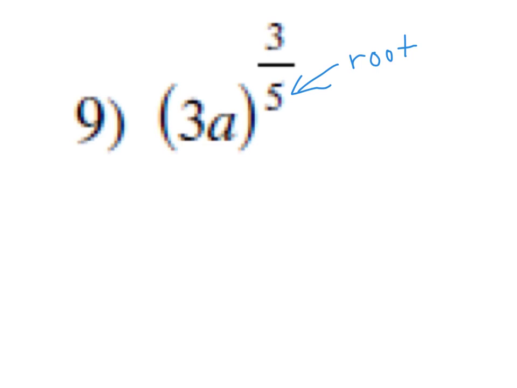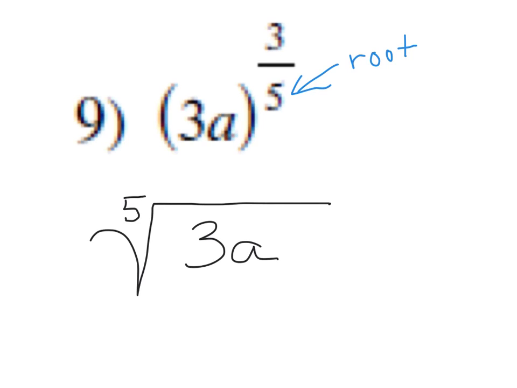So if I'm rewriting this in radical form, I'm going to write my radical. My root number, which is my number 5, is going to go into the little notch. Okay, so this is going to be a 5th root of 3a. 3a goes inside the radical, and then I'm going to put parentheses around that, and I'm going to raise it to the 3rd power. The 3 is my exponent.